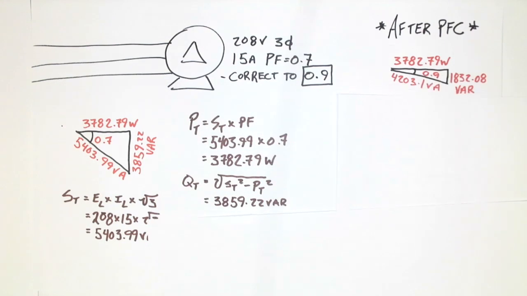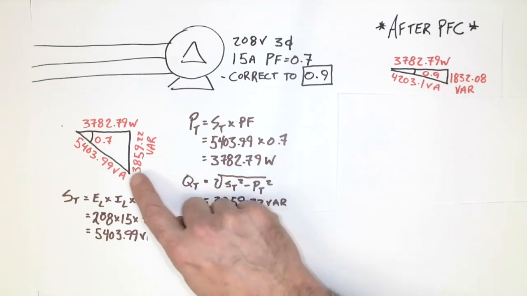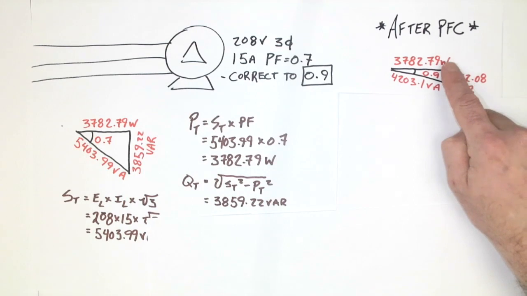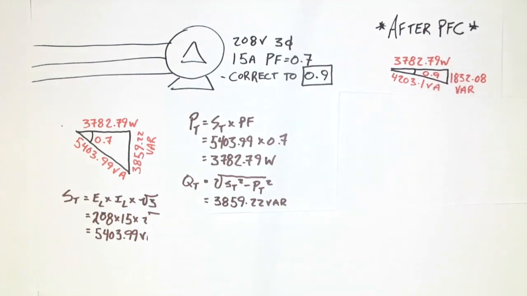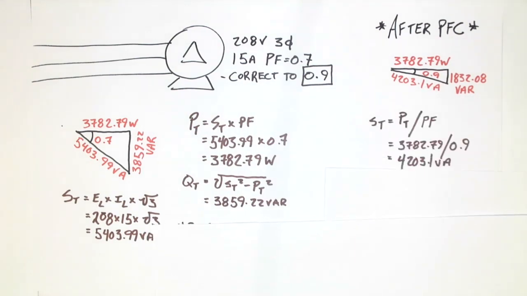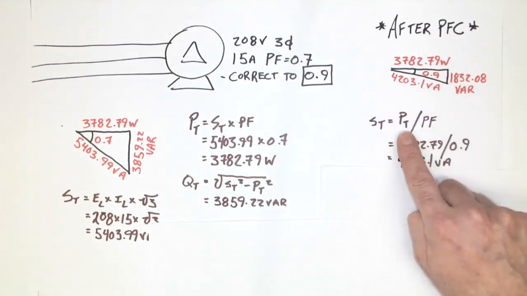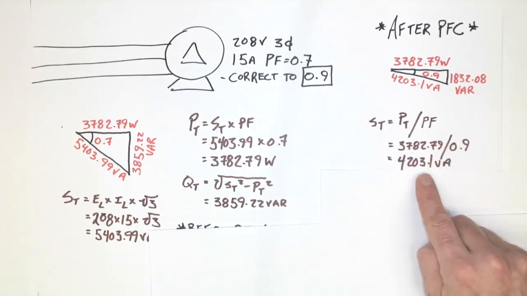First thing we want to do is build ourselves that new triangle. And the new triangle is a much smaller angle because the power factor is 0.9. The only value that I bring over is the watts. After that, I can then calculate the remaining two sides of the triangle. The way that I choose to do this is to first calculate the S total when I have the power and the power factor and take the power, divide it by the power factor to immediately gain my VA.